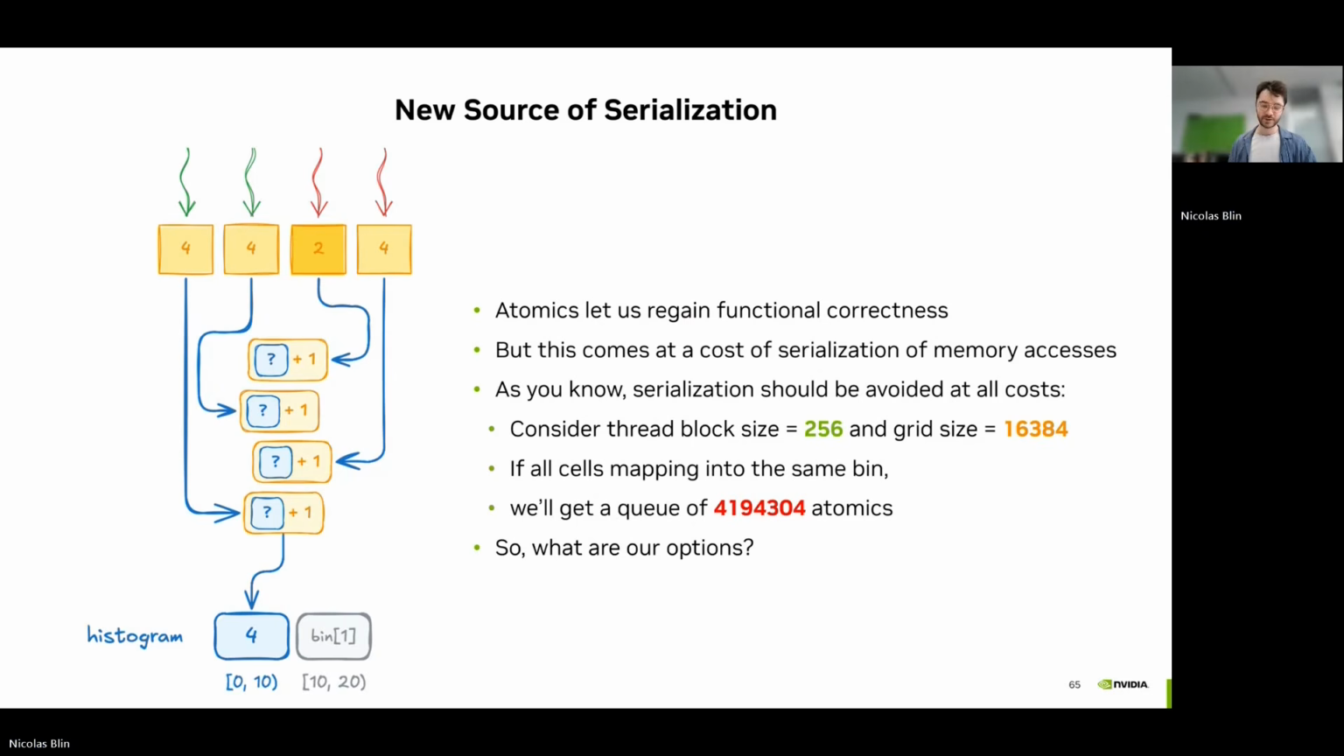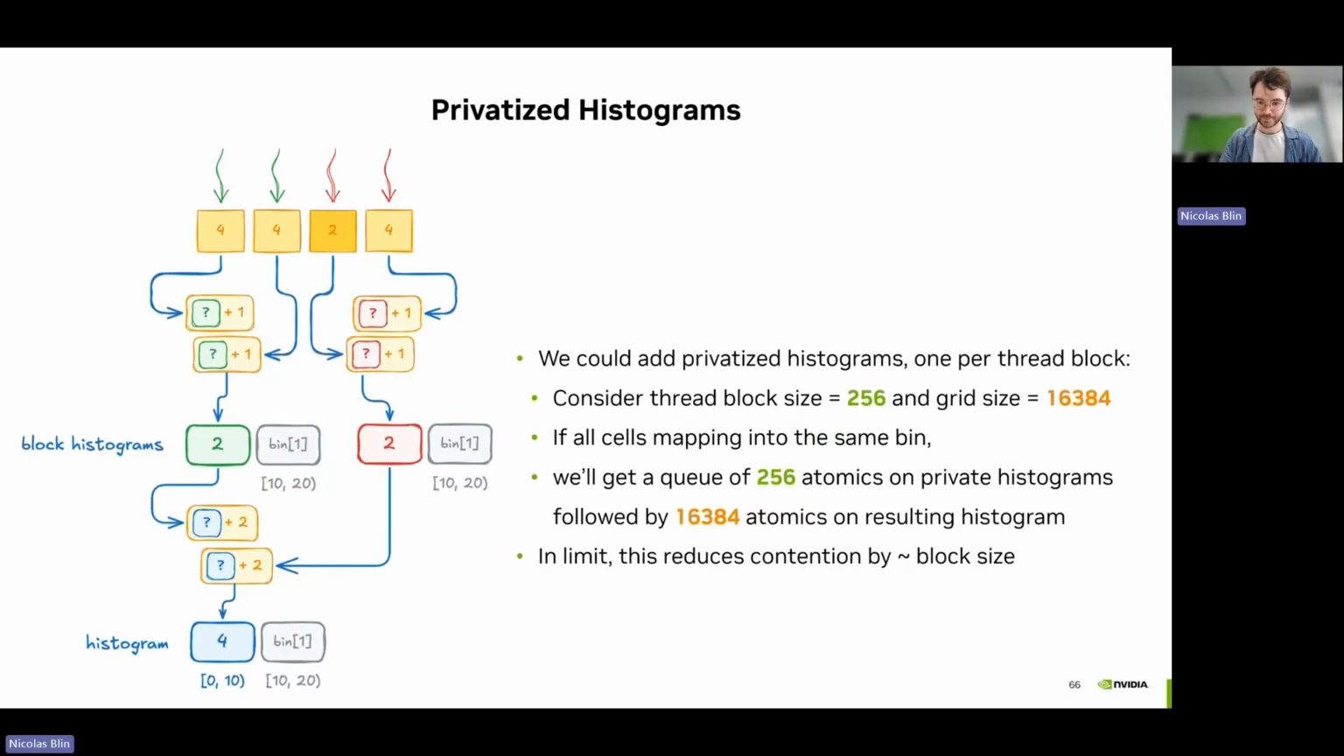So what could be our options here to fix the problem? One solution is what we call privatization. Instead of having all the threads updating the same global histogram and thus having too many atomic operations being queued up on all the bins, we could allocate a small private histogram for each thread block. So each thread block will have a private histogram in which it can safely use atomics. And so this won't reduce the total amount of atomic operations we do, but now it's spread across more memory locations.